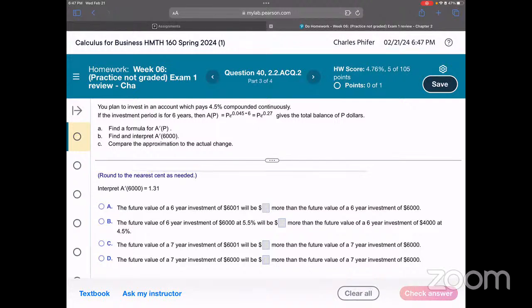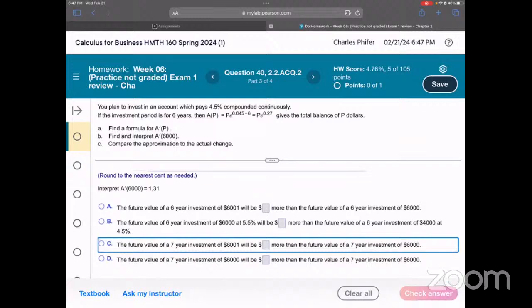Oh, I got to think about this one. Why would it be 7? I feel like it's either A or B. Are there some other options? No. The future value of a 6-year investment of $6,001 will be blank more than the future value of a 6-year investment at $6,000. I think it's A, because we're not really talking about a 7-year investment, it says 6 years. So that's why I ruled out C and D. I ruled out B because it has the wrong rate. It says 5.5%, but it's supposed to be 4.5%.